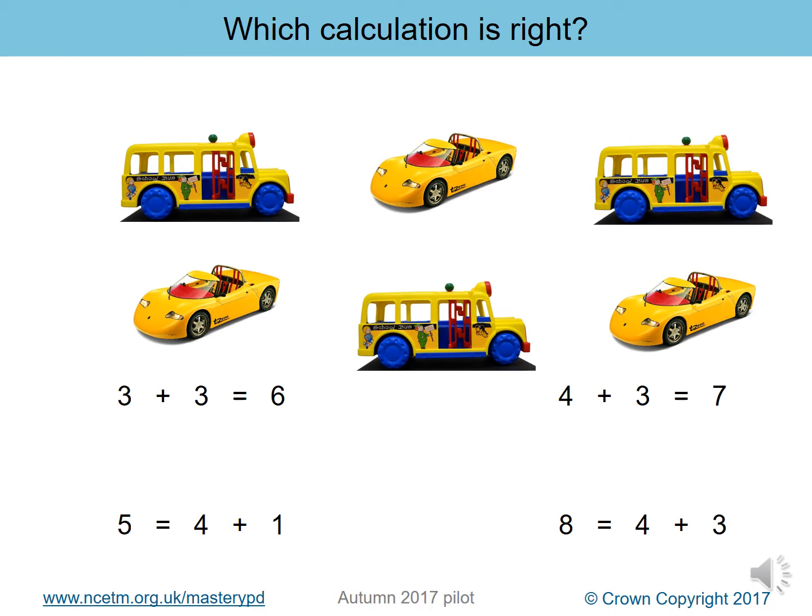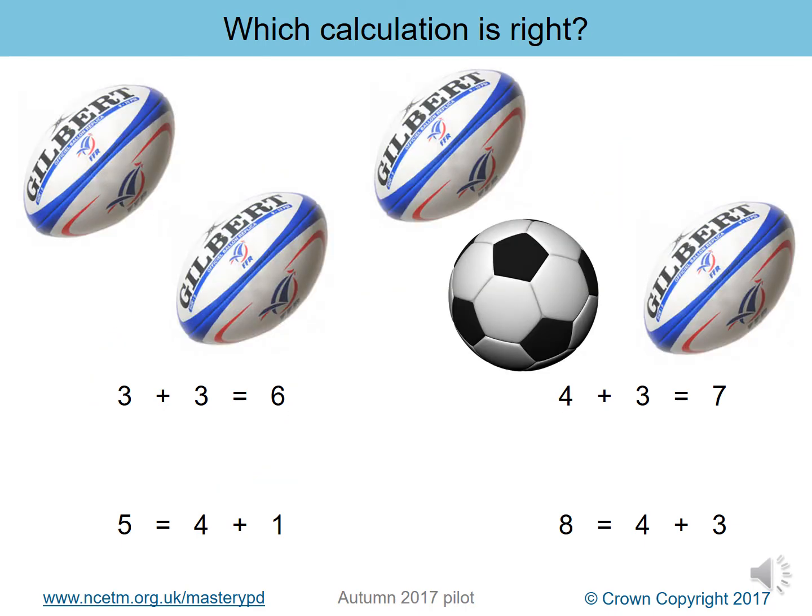So I've got 3 buses and 3 cars. So that's 3 and 3. I know 3 and 3 makes 6, so I'm going to circle that one. Next one, have a little look at the picture, find the number sentence to match. This time I've got 4 rugby balls and 1 football. 4 and 1 makes 5, so I know that I'm going to circle this one.